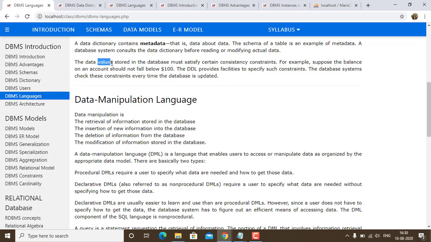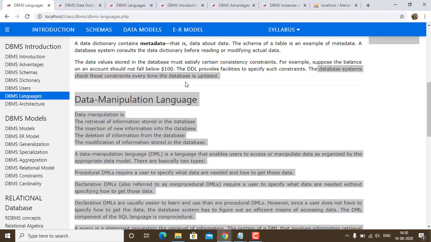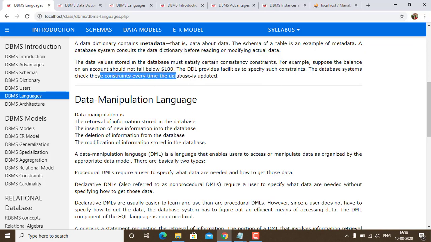Now, the data values stored in the database must satisfy certain consistency constraints. For example, suppose the balance of an account should not fall below $100. The DDL provides facilities to specify such constraints. The database system checks these constraints every time the database is updated.